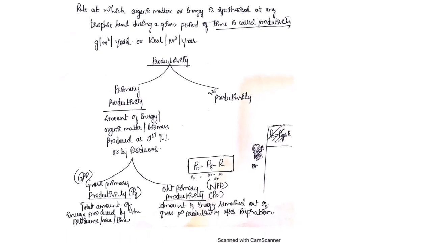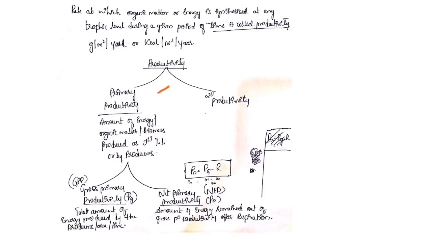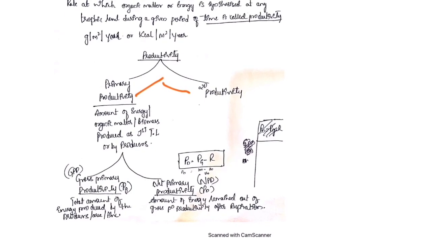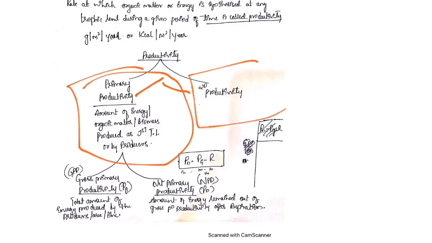So productivity is of two types: primary productivity and secondary productivity. Primary productivity is the amount of energy produced at the first trophic level, that is by the producers. The amount of energy produced within the consumers is called secondary productivity.